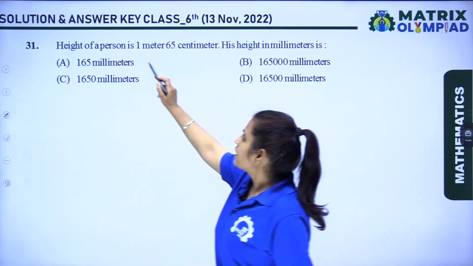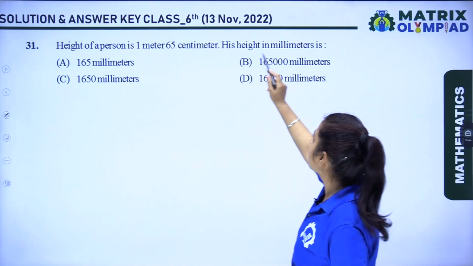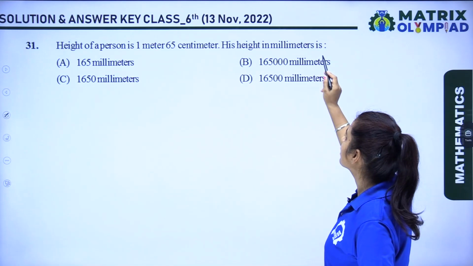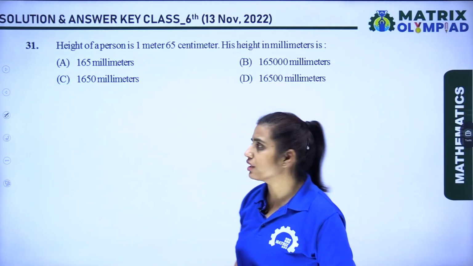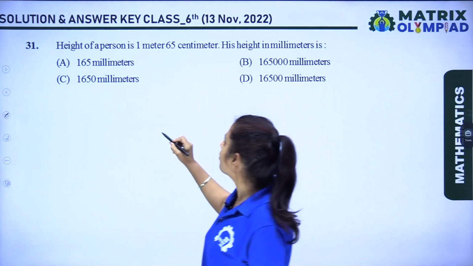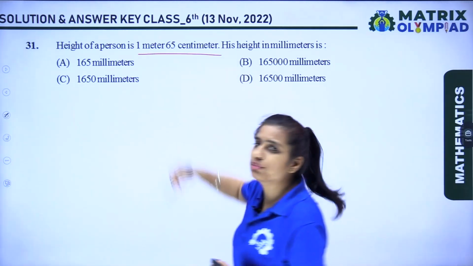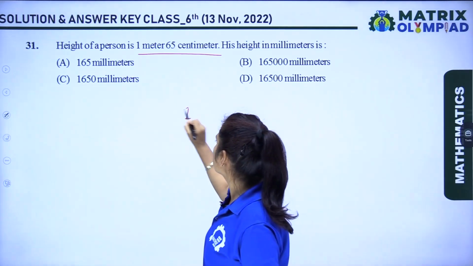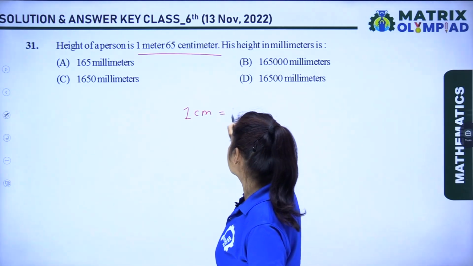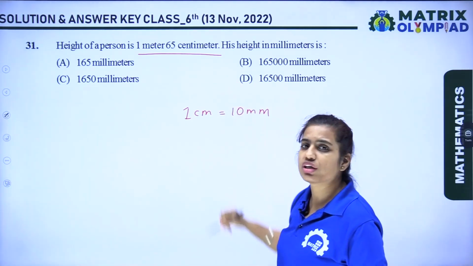Height of a person is 1 meter 65 centimeter. His height in millimeter is. Now, we have to find out the height in millimeter. Now, person height is 1 meter 65 centimeter. So, we have to convert this 1 meter 65 centimeter into millimeter. We know that 1 centimeter is equal to 10 millimeter. So, here we have to convert this.